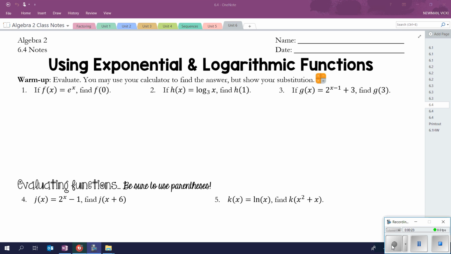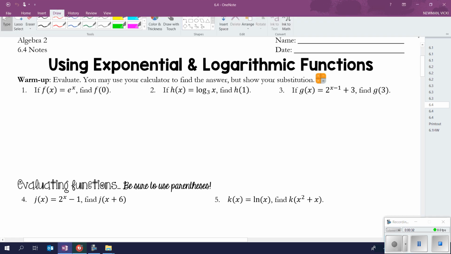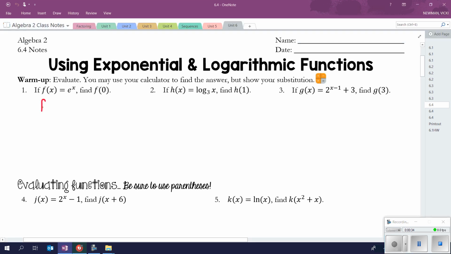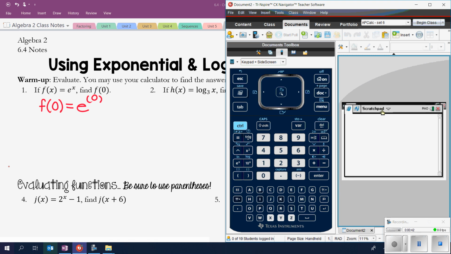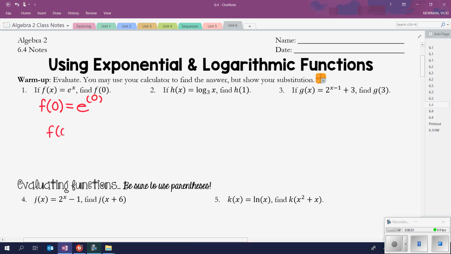So the warm-up questions just say to use your calculator to find the answer, but show your substitution. When I want to find f of 0, that means I'm replacing x with 0. So I'm taking out the x's, and I'm replacing them with the number 0. Going to the calculator, e to the 0 is 1. You have to use the correct button on the calculator, which is the E button.